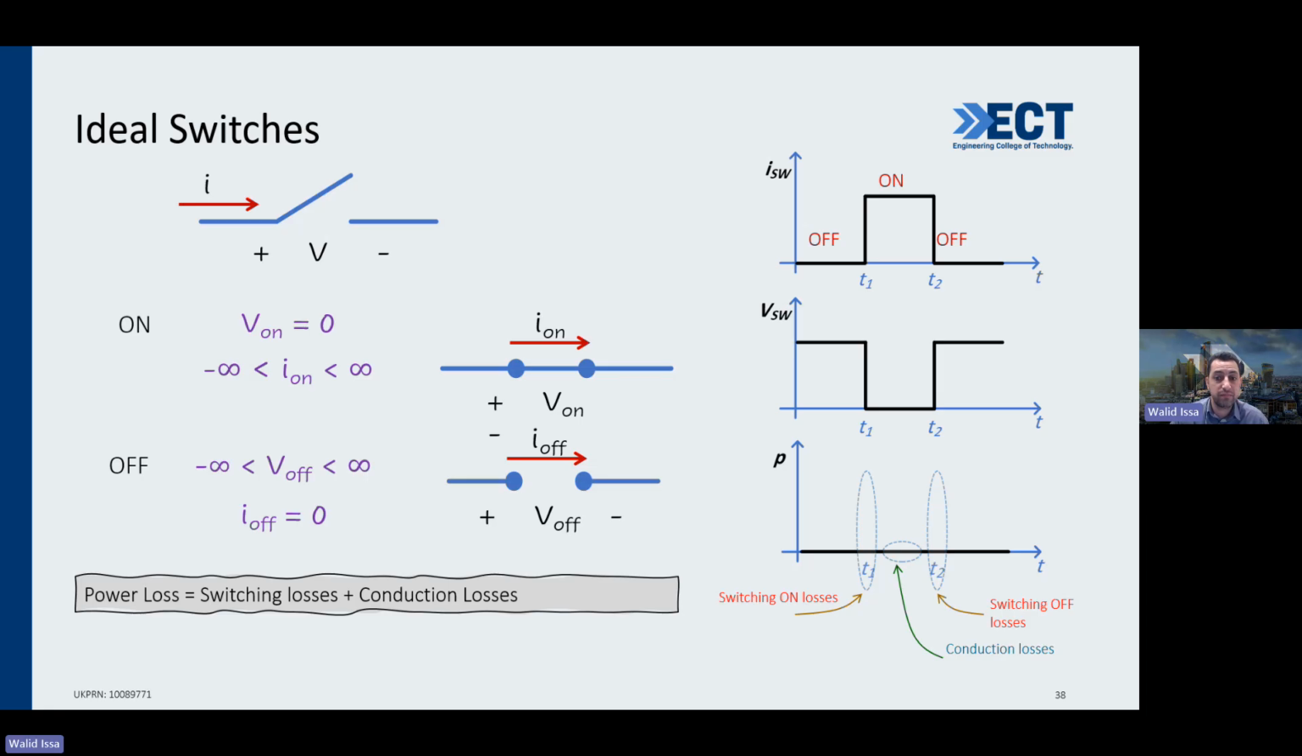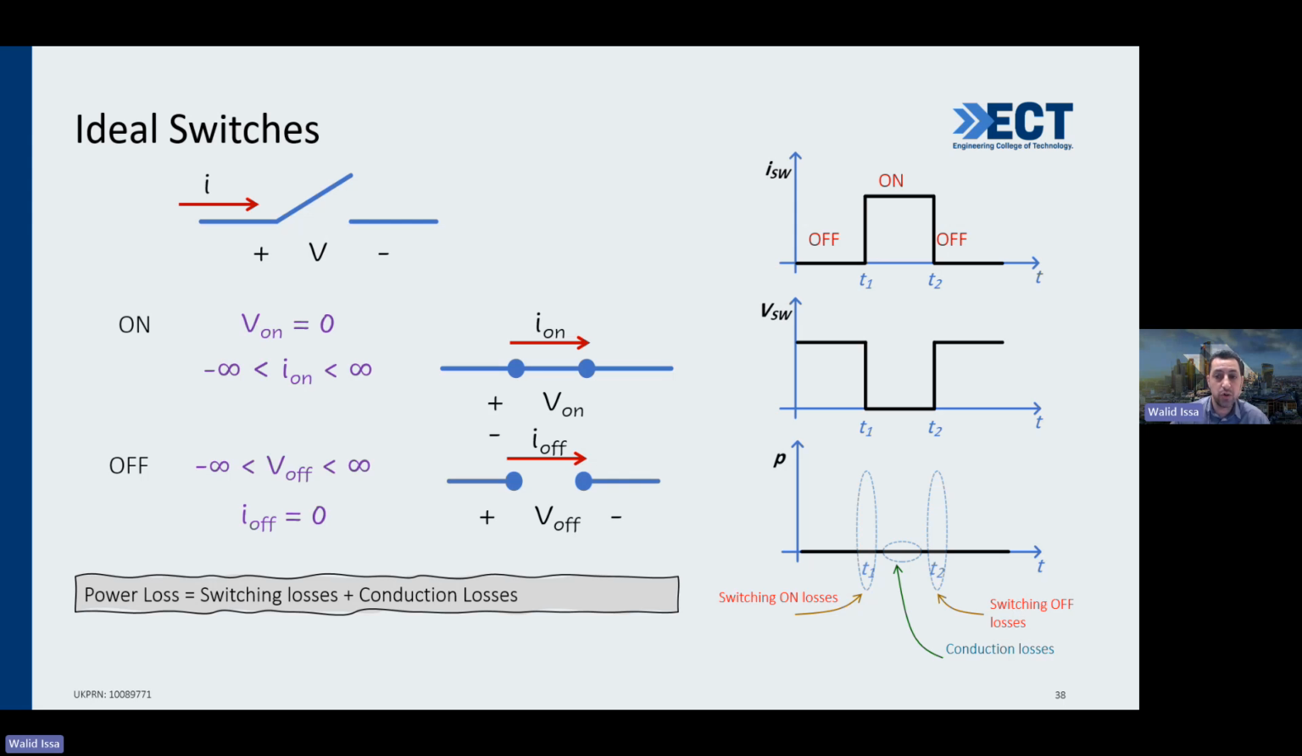If I turn it off, yes, it will make the current exactly 0. There is no leakage current. And the voltage that it can block is infinite, even in any direction. That's the ideal switch. Do we have ideal switches in our life?